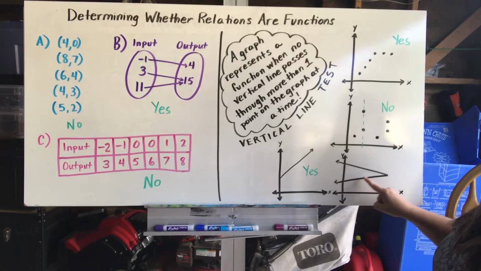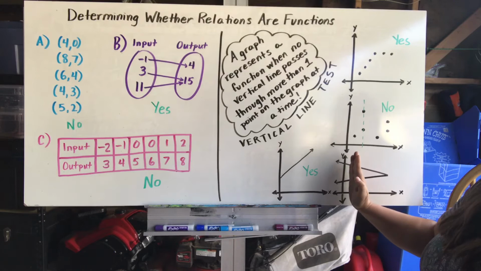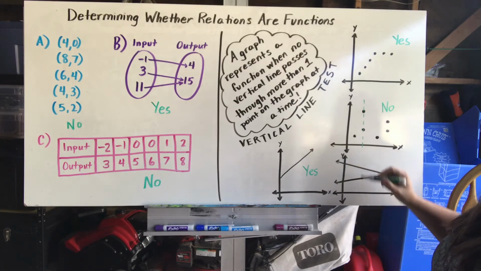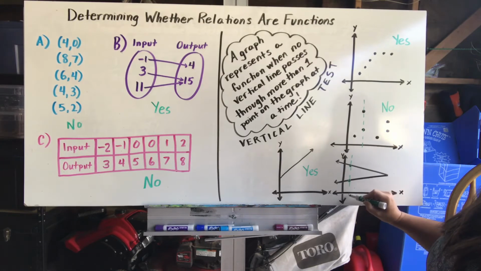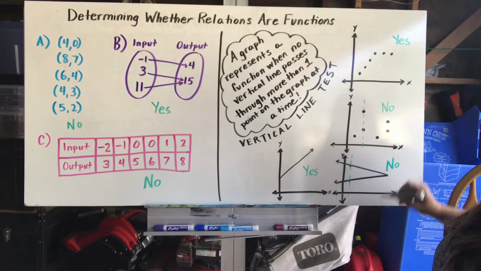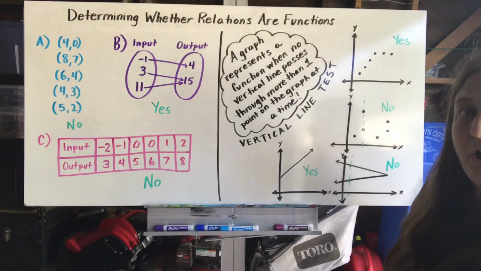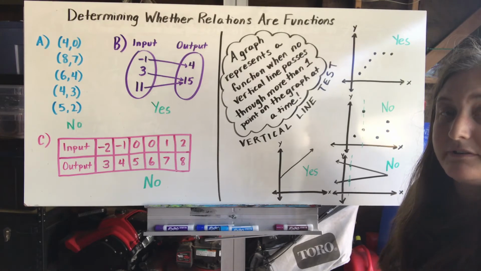So here's another one. This time the data point looks like a V on its side, and if my hand is the vertical line, as soon as I'm going through this, I'm almost always passing through 2 points. So I'm passing through this point and this point at the same time, so whatever this input is, maybe like 1, it's got 2 different outputs, so no, this one is not a function. So the vertical line test can help whenever it's a graph and you're trying to look at it and decide if it is or is not a function.